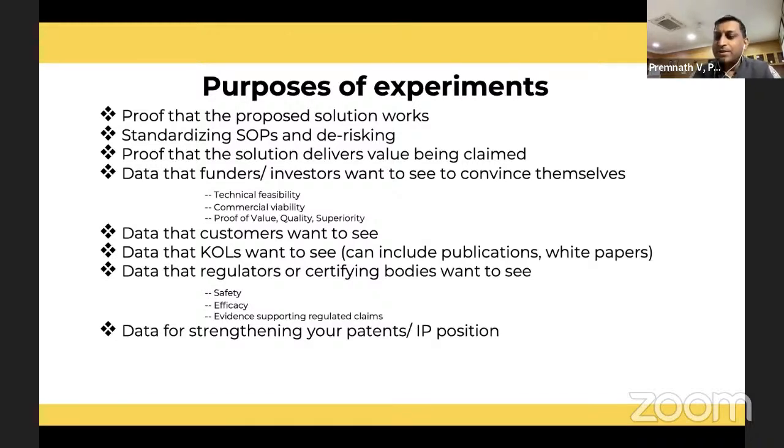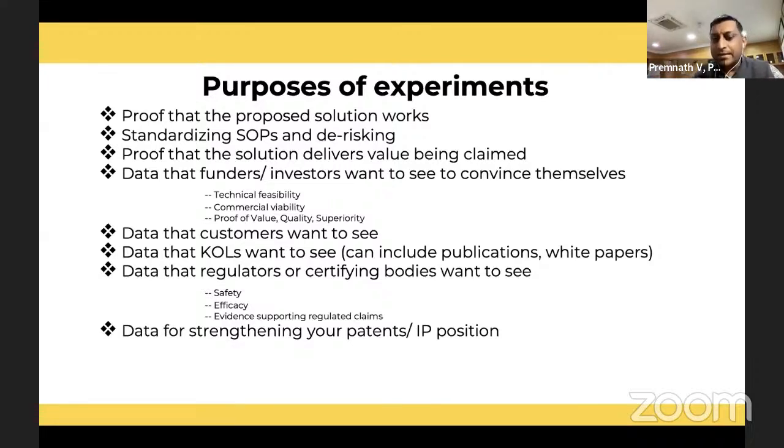And customers might seek an entirely different set of data. Their requirements might be different from some of the key opinion leaders. For example, the patient may ask for a different set of data than the KOLs might, right? For example, if it's a product which has part therapeutic and part cosmetic effect, a KOL might focus on the therapeutic effect and the customer might focus on the cosmetic effect as well, right? And they might want to see that data, right? So you need to be clear which data you're generating for whom.